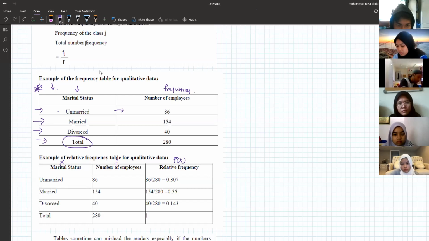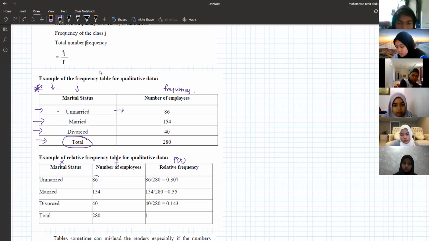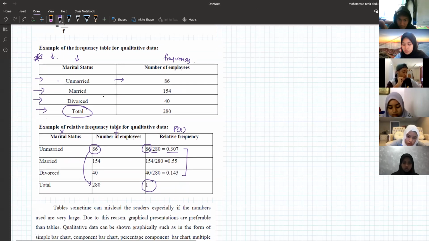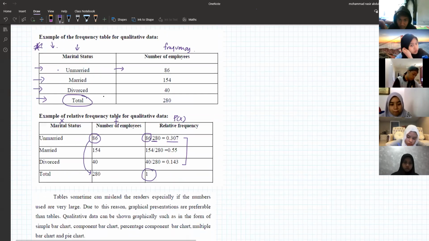So as we know, 86 out of 280 are unmarried persons, right? So to calculate relative frequency, 86 divided by 280, you will get 0.307. And you need to make sure in relative frequency, the total value of relative frequency should always equal to 1, right? It should always equal to 1. So this is an example of a frequency table and frequency table with a relative frequency for qualitative data, right? So you can refer to this note in your book.